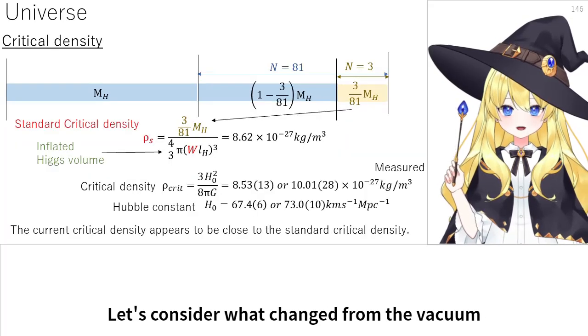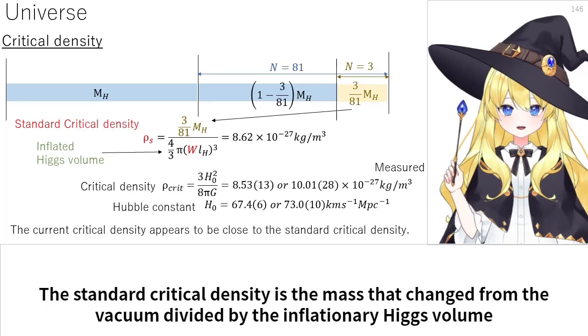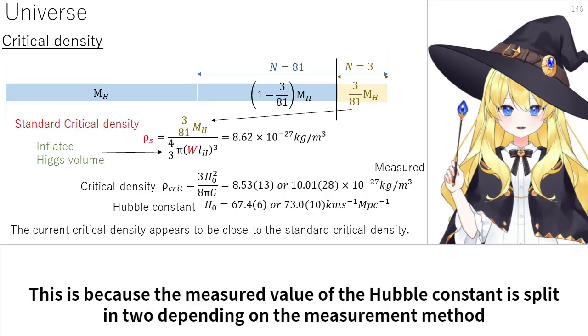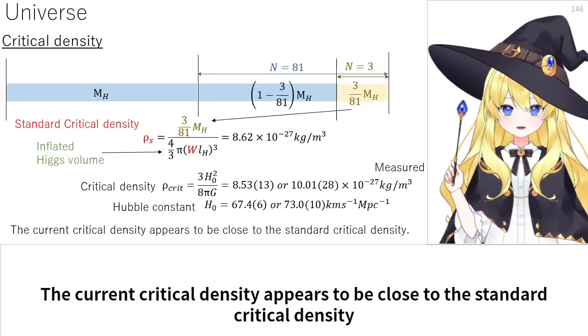Let's consider what changed from the vacuum. The standard critical density is the mass that changed from the vacuum divided by the inflationary Higgs volume. There are currently two measured values for the critical density. This is because the measured value of the Hubble constant is split in two depending on the measurement method. The current critical density appears to be close to the standard critical density.